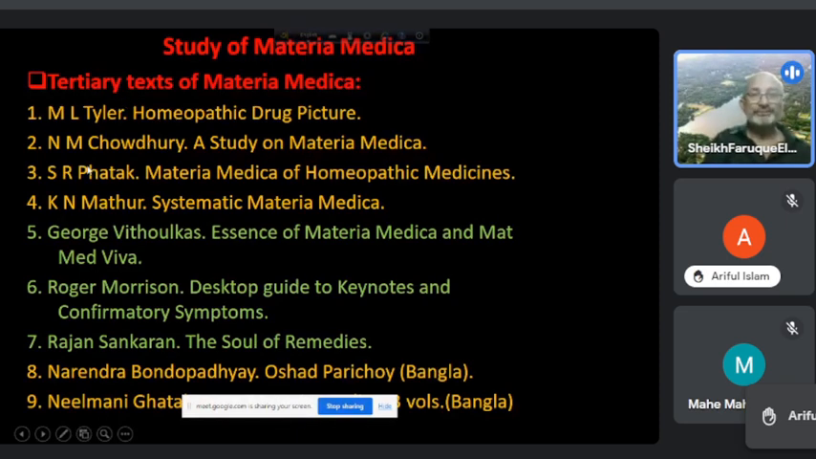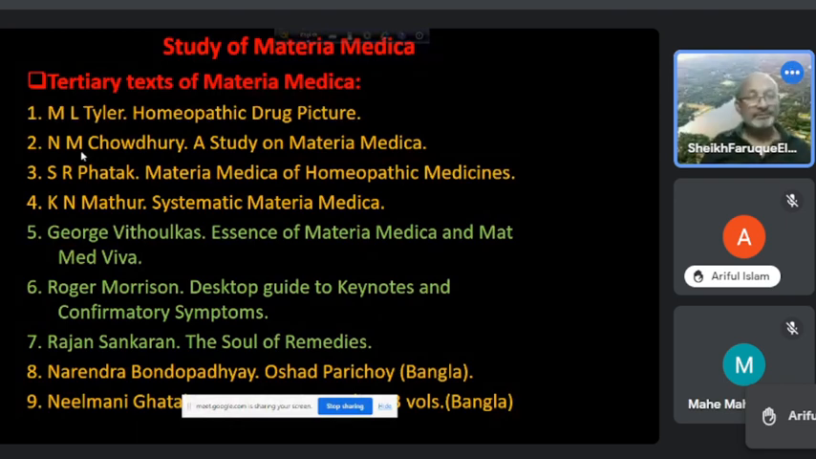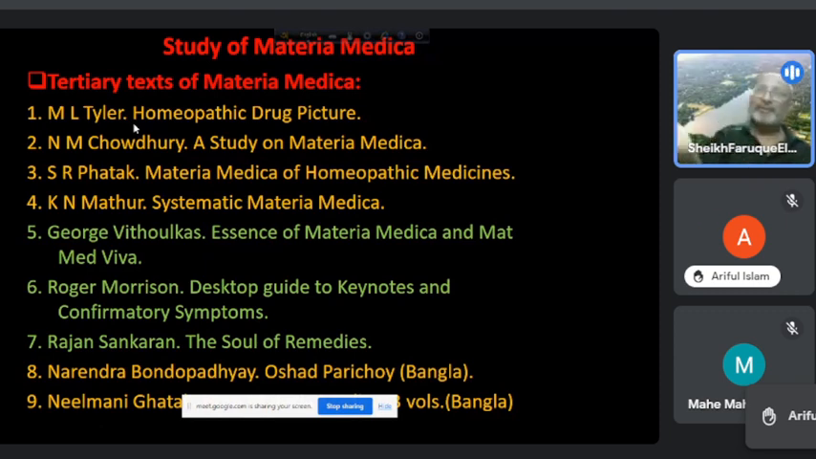Then Dr. N.M. Choudhuri. Dr. N.M. Choudhuri was the son-in-law of Dr. Pratap Chandra Majumdar, P.C. Majumdar, an Indian stalwart of homeopathy in the early age. He sent him to America, and he did his MD in homeopathy there in 1925 or maybe earlier. When he came back to India, he was a professor at Calcutta Homeopathic Medical College and a stalwart of homeopathy at that time.